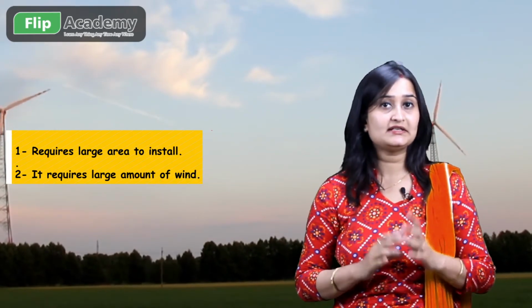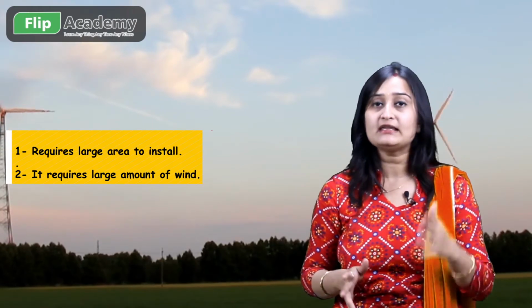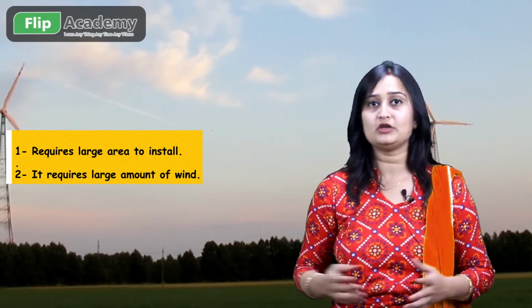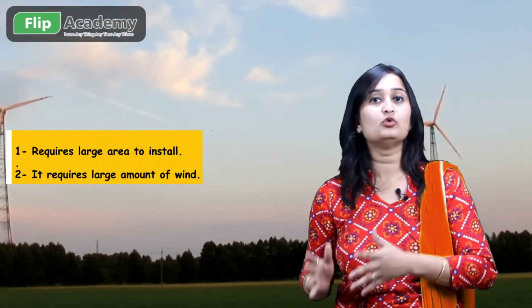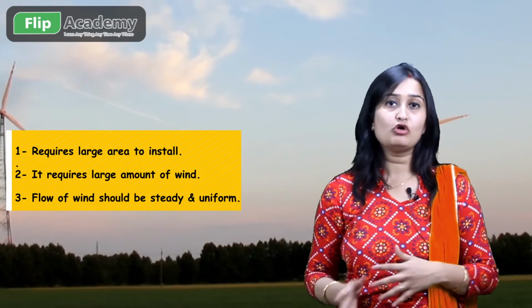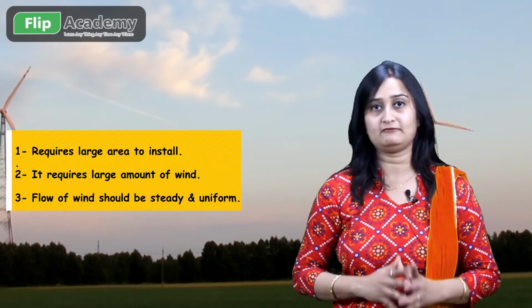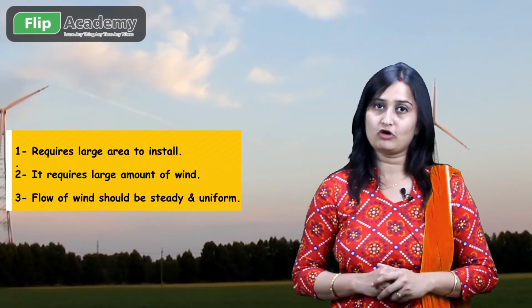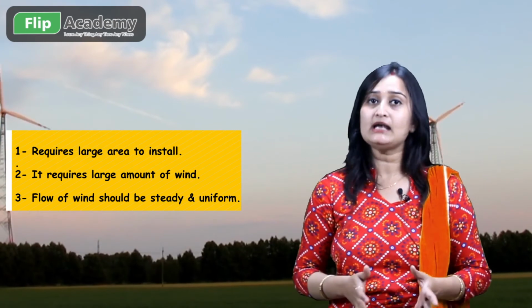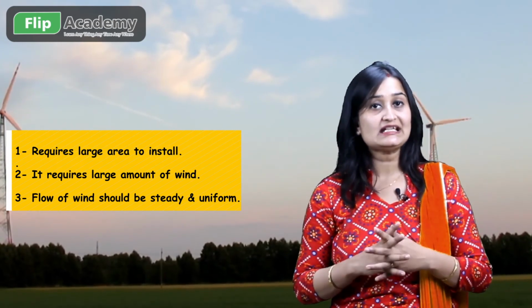Second, the windmill is installed in a location where heavy wind is flowing. It cannot be installed just like that in any location. We have to search for a particular area where the wind moves at a faster rate. The third important point is that the flow of wind must be steady and uniform. If the flow of wind is uniform, only in that condition does the turbine acquire sufficient speed and the maximum amount of electricity is generated.